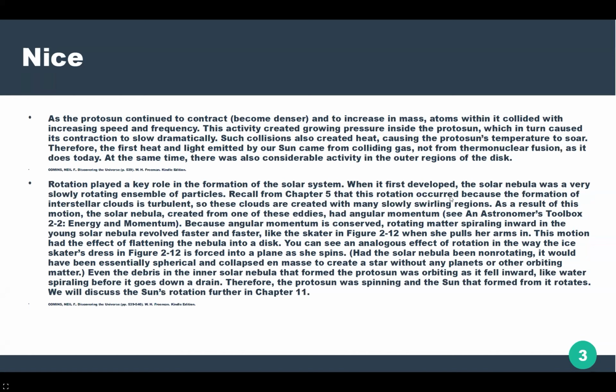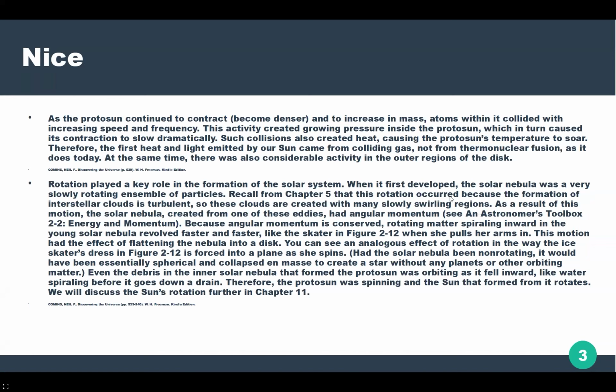Rotation plays a key role in the formation of the solar system. When it first developed, the solar nebula was a very slowly rotating ensemble of particles. Recall from Chapter 5 that this rotation occurred because the formation of interstellar clouds is turbulent, so these clouds are created with many slowly swirling regions. As a result of this motion, the solar nebula created from one of these eddies had angular momentum.